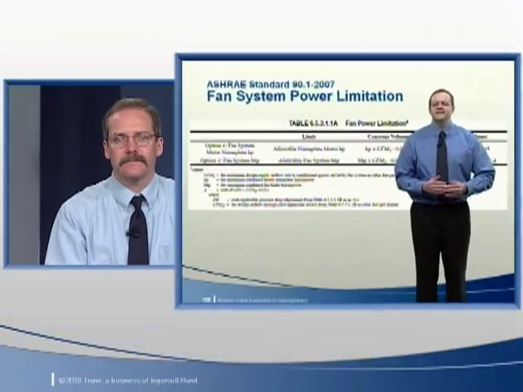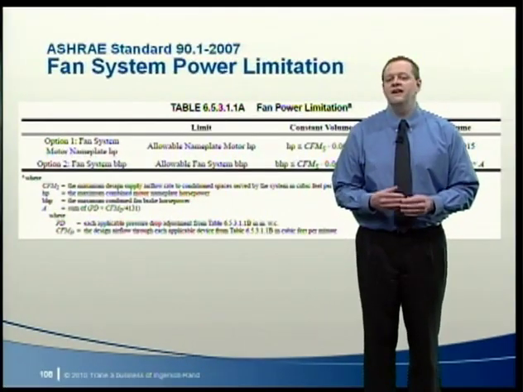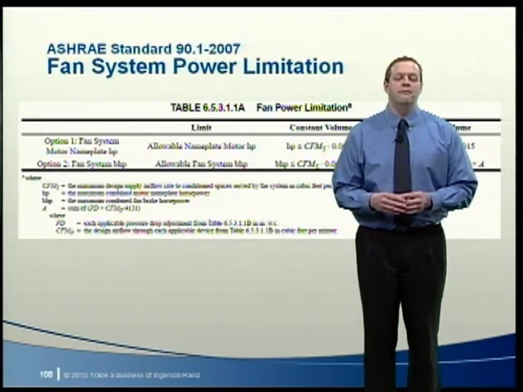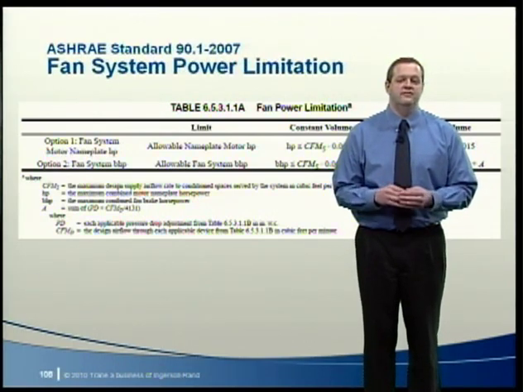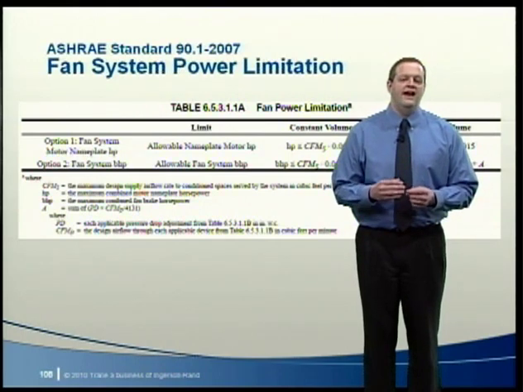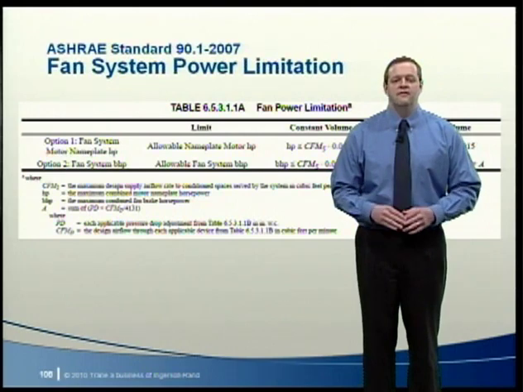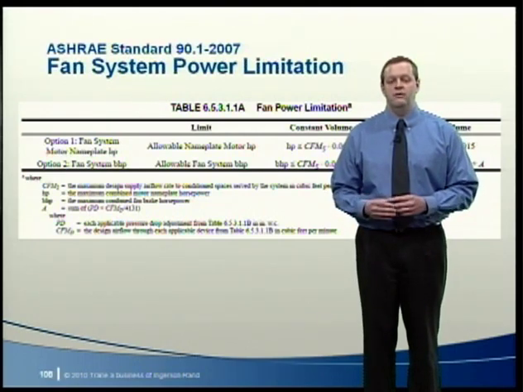The final section of today's broadcast is on the Standard 90.1 fan energy requirements. John, what does the standard say about fan efficiency? Because the energy use of a fan depends heavily on the design of the air distribution system, simply requiring a minimum efficiency for the fan is not sufficient. Therefore, ASHRAE Standard 90.1 prescribes a maximum allowable limit for the overall fan system power.